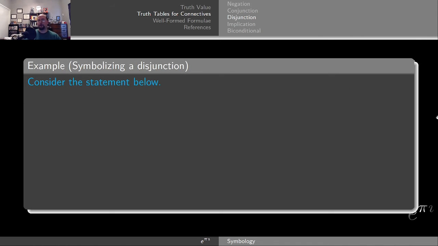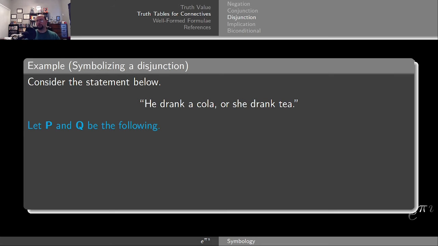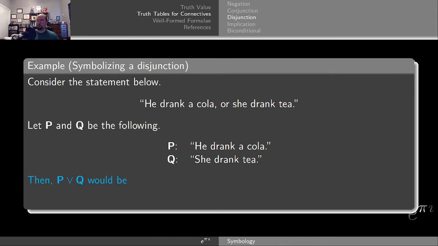Let's do an example of symbolizing a disjunction. So let's consider the statement below, which is he drank a cola or she drank tea, which is the example from the last video. What I'm going to do here is going to be much like the conjunction example. I'm going to split this up into two statements and then disjunction the two together. The first statement here is going to be he drank a cola, which I symbolize with P, and she drank tea will be symbolized with Q. So P disjunction Q would be the following. He drank a cola or she drank tea, which symbolizes the sentence at the very beginning.